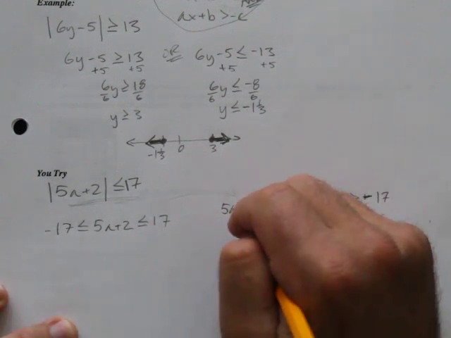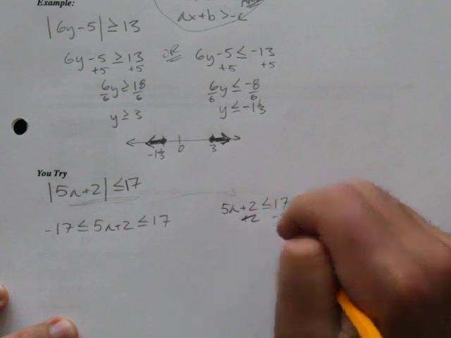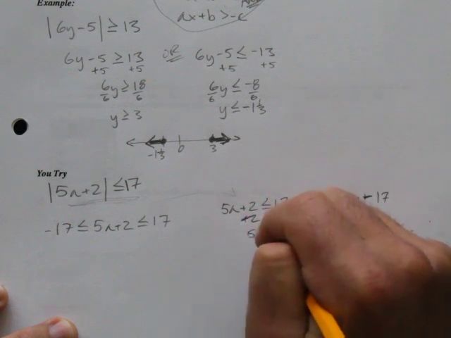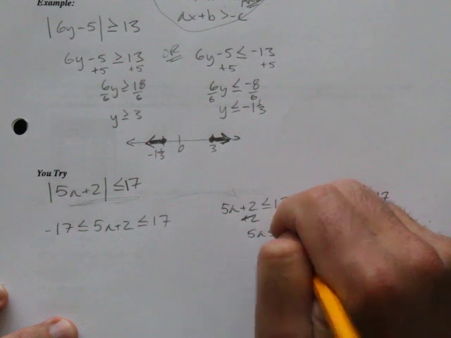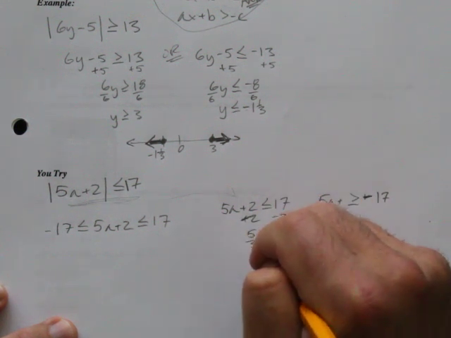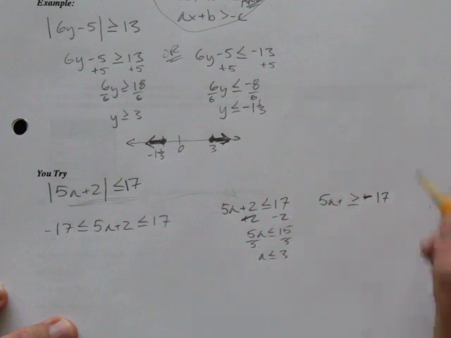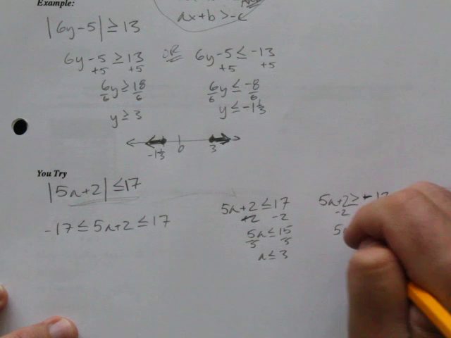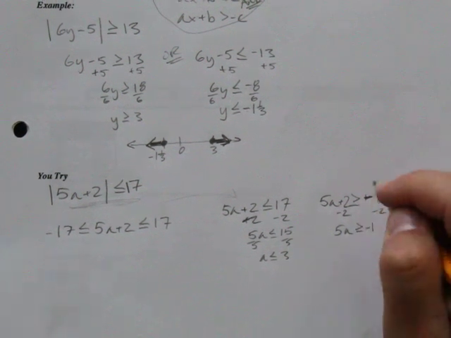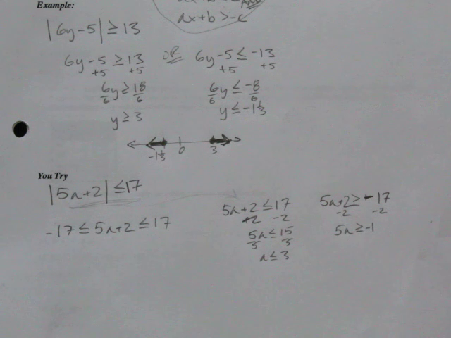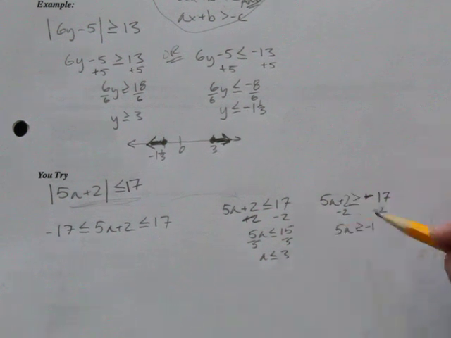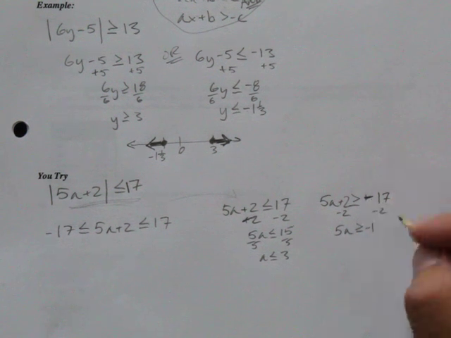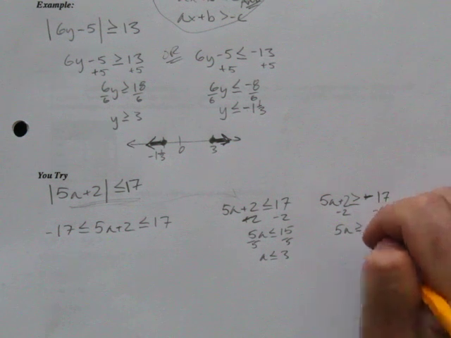Then I just say minus 2, 5a is less than or equal to 15, divide by 5, a is less than or equal to 3. Oops, I forgot to write 2 right there. Subtract 2 from each side of this one. 5a is greater than or equal to negative 19. Oh wait, did I do something wrong? 2, 15. Yes, no, I didn't. Okay, that looks weird. All right.